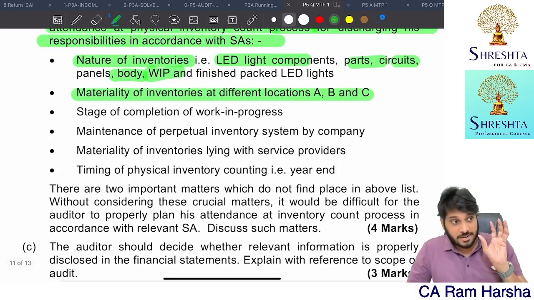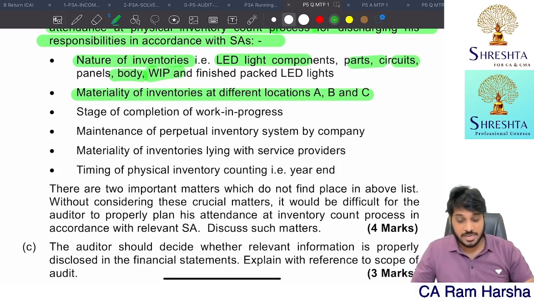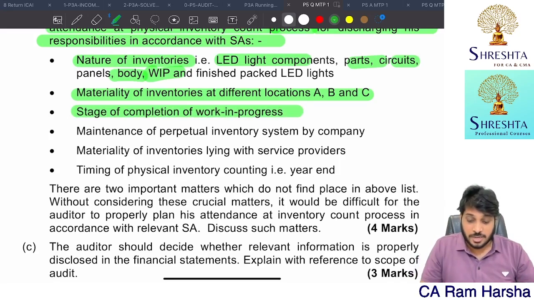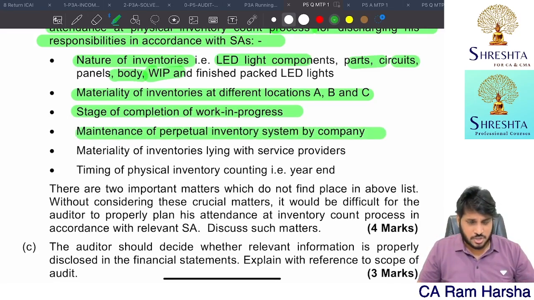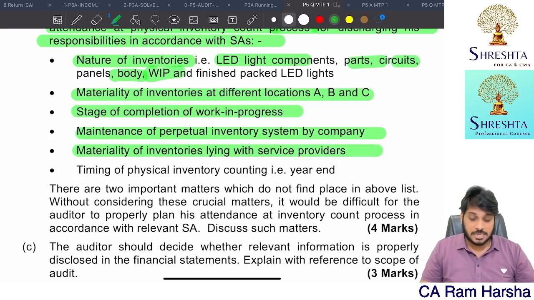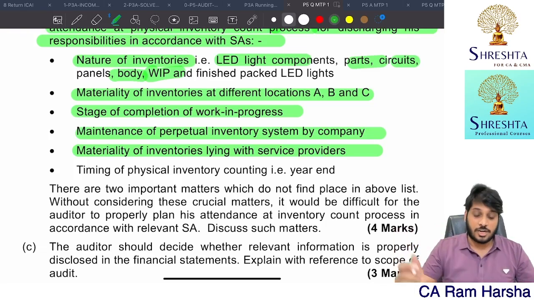So where, in which location, what quantum of materiality is available, the stage of completion of work in progress. So he needs to just observe that. Maintenance: whether the company is maintaining a perpetual inventory system, you need to observe that. Materiality of inventory lying with third parties. If it is material, we perform external confirmation or we send another auditor, like that.